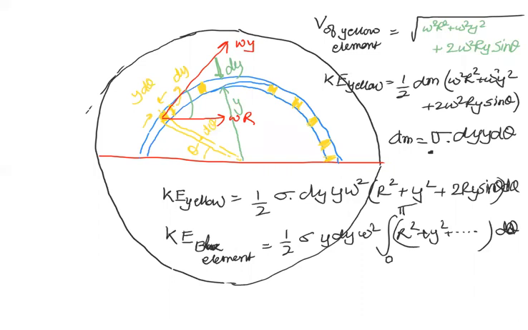Mass per unit area. Write it here. So this guy is mass per unit area. This guy is the area of the yellow patch. How is it the area of the yellow patch? Well, the width of the yellow patch is y d theta. Okay. The length of the yellow patch is dy. आया समझ में?